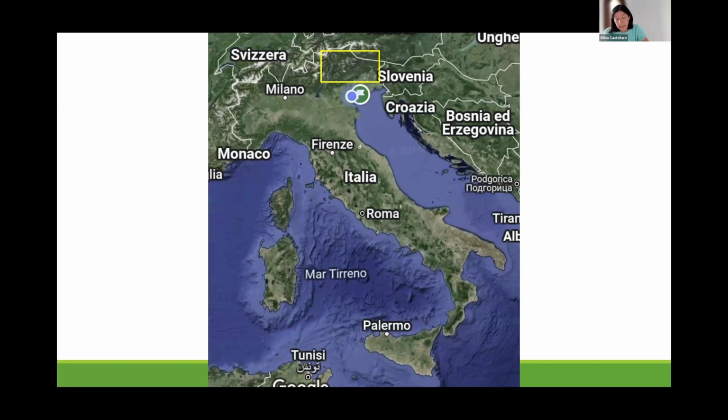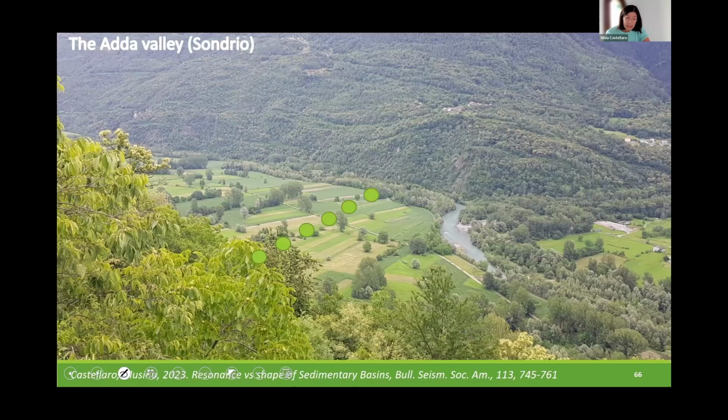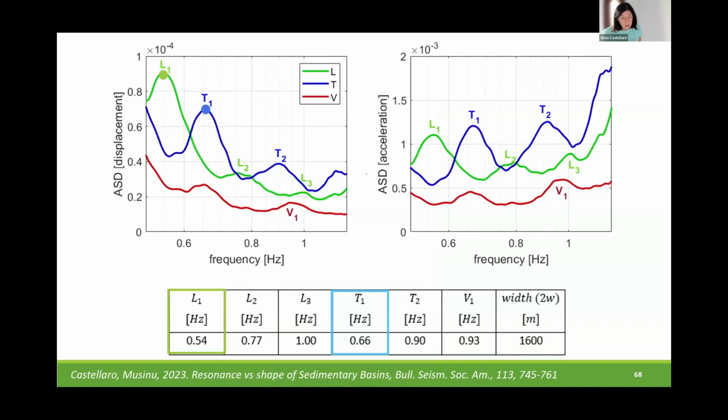I take some examples from the Italian Alps. So we are here in the Alps. In the Alps, we have a number of big rivers, and I'll show you some examples from these rivers, which are called the Adige River, the Adda River, and the Piave River. So let's start from the Adda River. You see that this is the basin of the Adda River. We studied a number of cross-sections, by taking measurements along the cross-section. And this example comes from there.